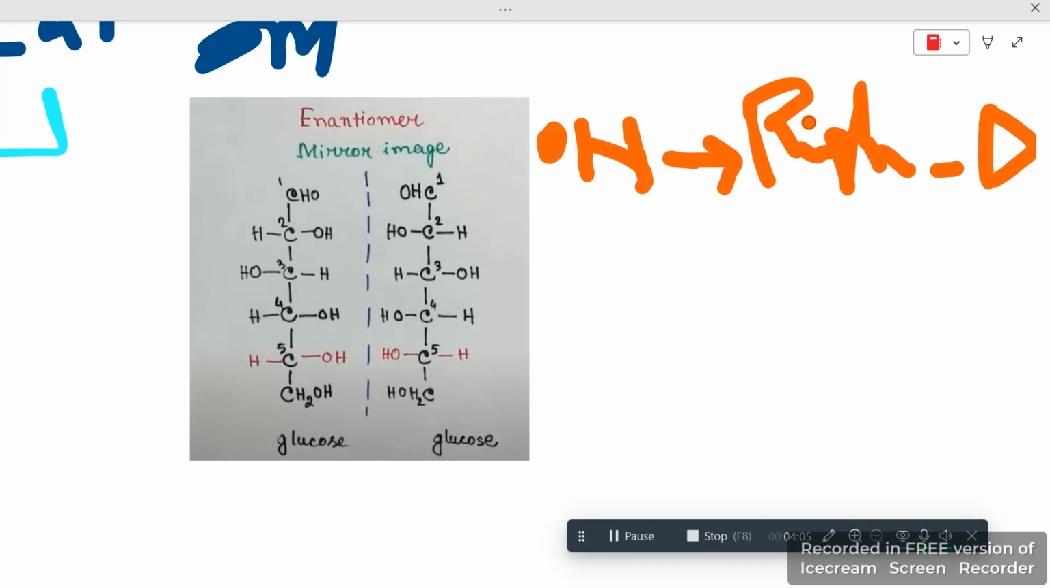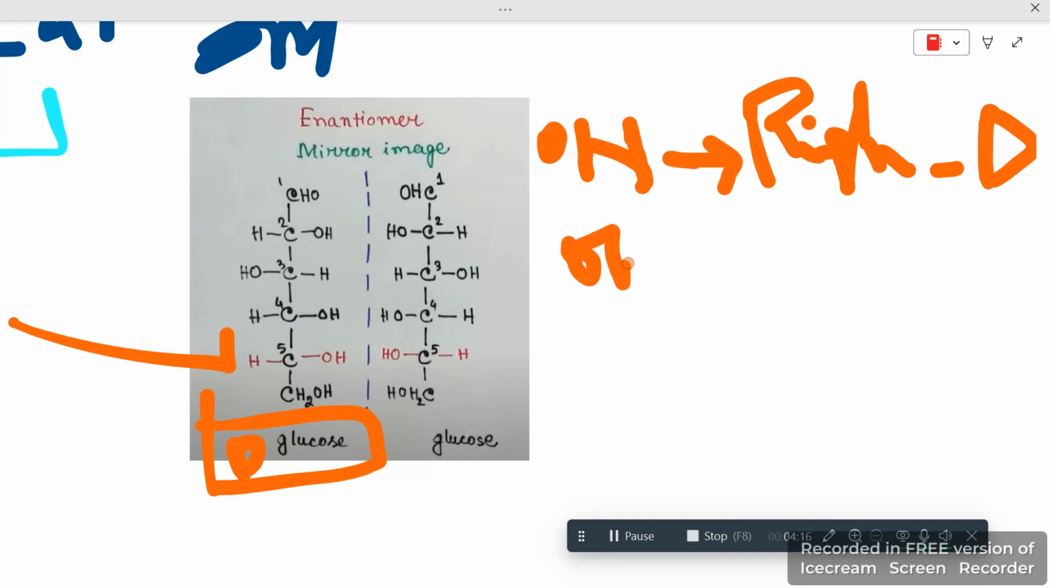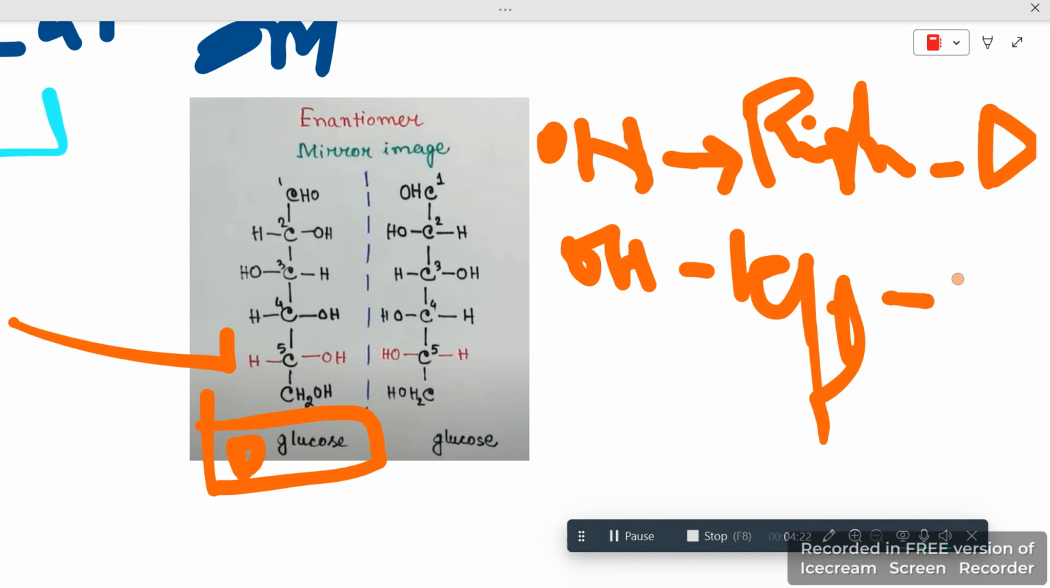of the chain, we are discussing the glucose example. So this is the right side for me, so I'm just explaining accordingly. So you find this is D-glucose, whereas when you find OH on the left side, that would be known as L. So here this would be known as L-glucose for me.